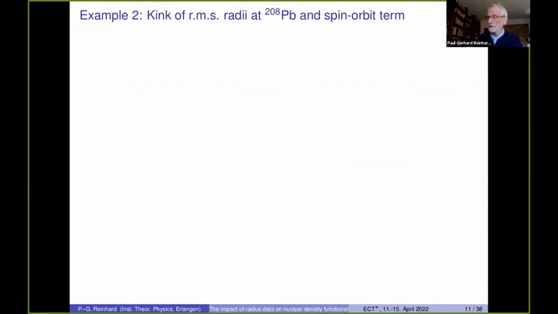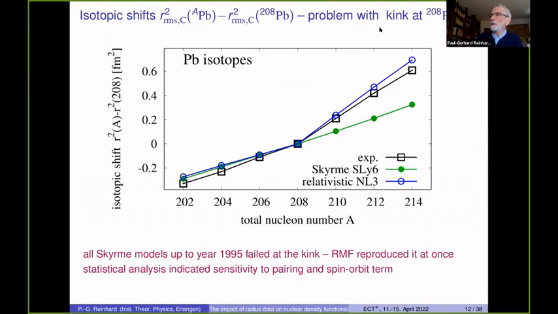In the 1990s, there was a big discussion about a kink in the radii in the lead isotopes. Here is magic lead 208. Below we have a slope, above we have a larger slope. That's the experiment. All Skyrme forces, I take here one out of many, just go straight through, no kink, you can do what you want. And the relativistic models at once get it. So we looked at it with statistical analysis. There is a chance to have pairing, a chance to explain it by spin orbit.